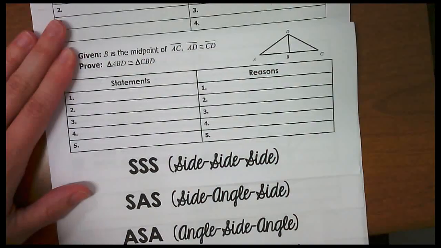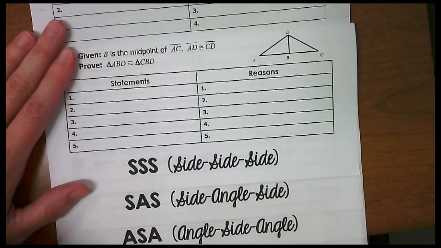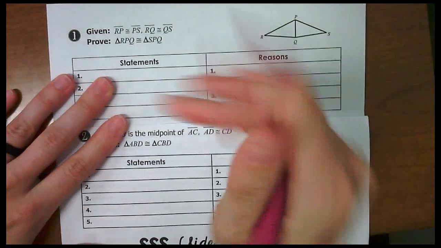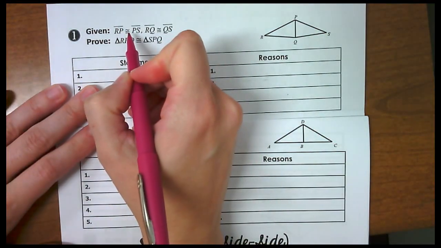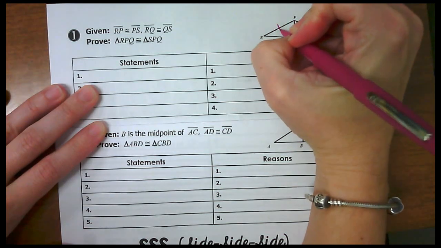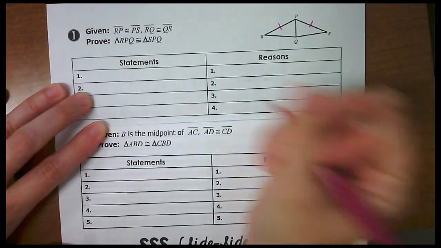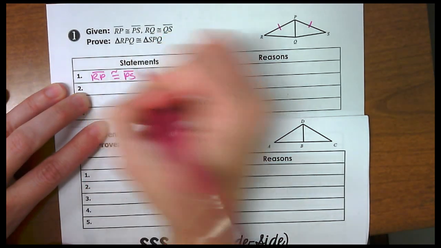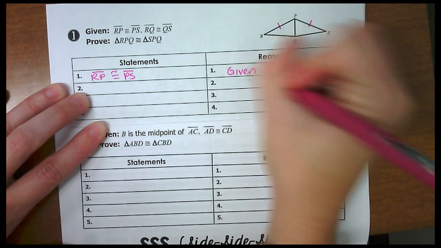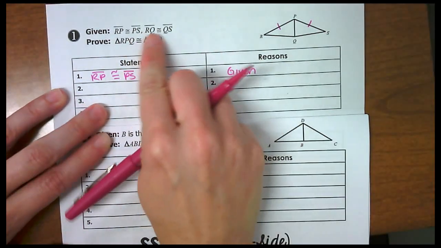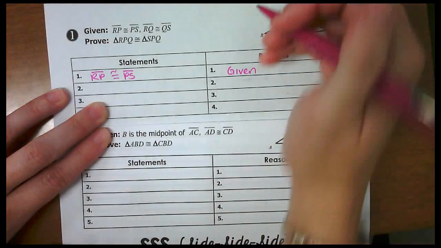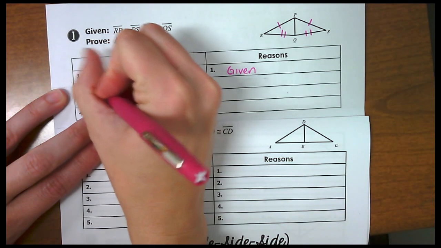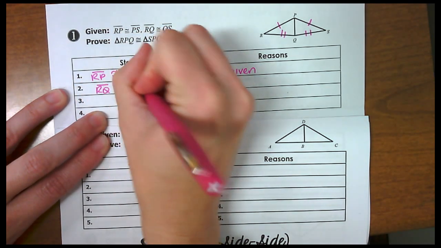First shortcut we're going to talk about is side, side, side, and we abbreviate that SSS. So in this problem, we are given RP is congruent to PS. As soon as you get a given statement, you want to mark your diagram. So RP is congruent to PS, and we want to add that to our proof. Okay. The second one, RQ is congruent to QS. We're going to add that on our diagram, and we're going to add that to our proof.